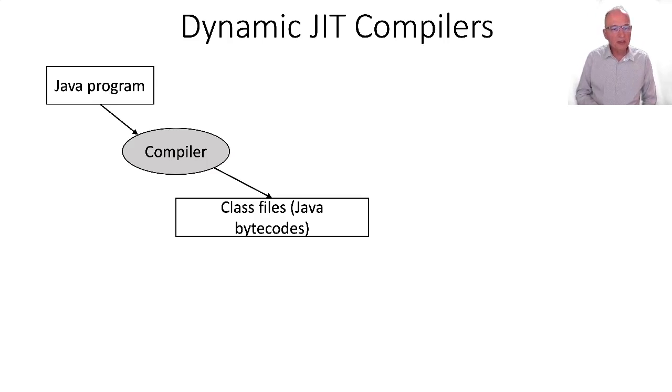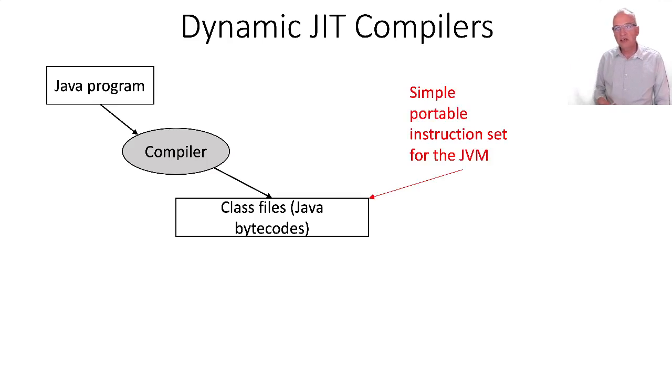So the other topic that we want to talk about in this lecture is the idea of dynamic just-in-time compilers. They are used in a number of different programming languages. We'll focus here on the Java example. So in Java, you can have a Java program that is compiled, and after compiling the Java code, you generate what are called class files that contain Java bytecodes.